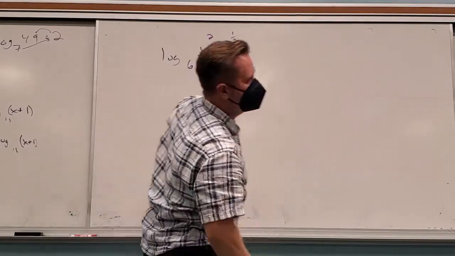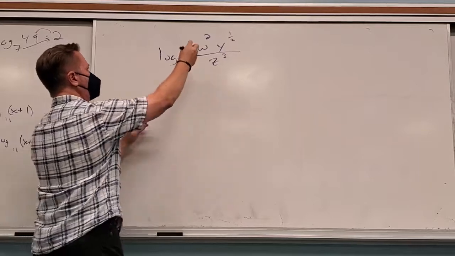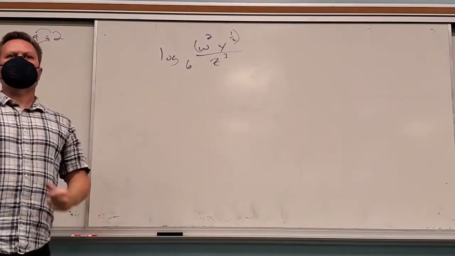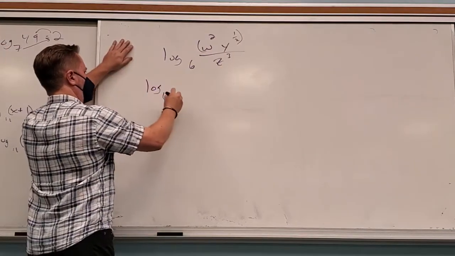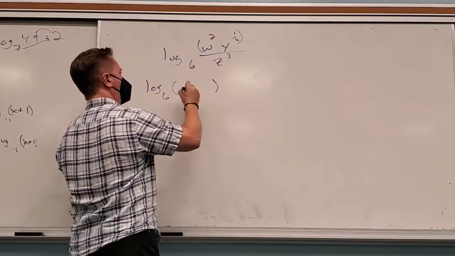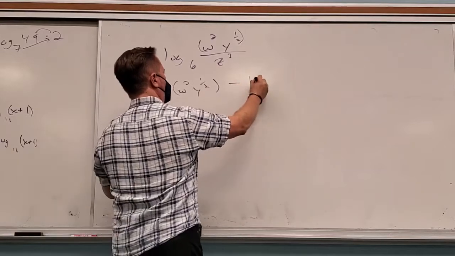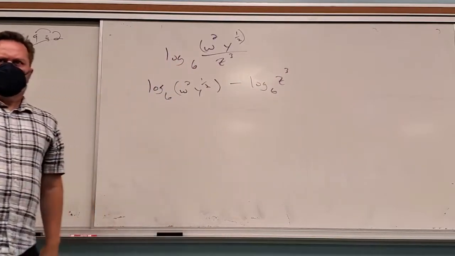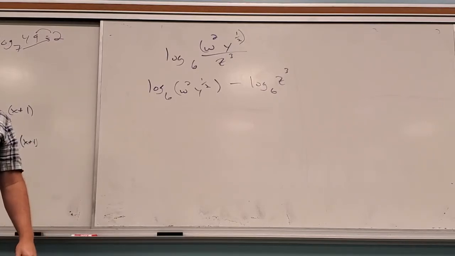What is down there? Z cubed. All right, so the first thing is I got stuff divided by stuff, correct? So how can I rewrite that? W squared minus log 6 times z to the third. Log 6 of z cubed. I like it.